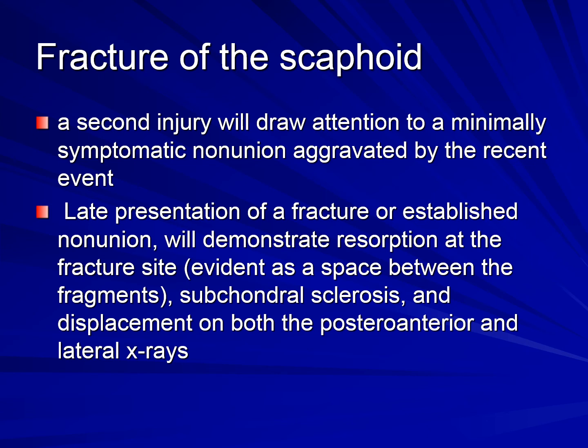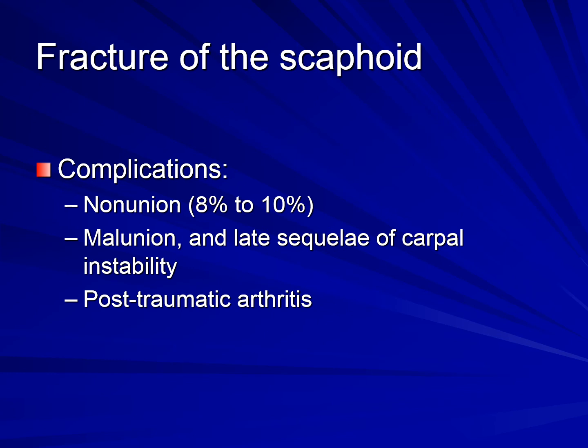Commonly, a second injury would draw attention to a minimally symptomatic non-union aggravated by the recent event. The late presentation of the fracture or established non-union will demonstrate resorption at the fracture site with evident space between the two fragments, subchondral sclerosis, and displacement on both the posteroanterior and the lateral views of the X-ray. As regards complications, the scaphoid fracture includes non-union, malunion, and late sequelae of carpal instability, post-traumatic arthritis, and of course avascular necrosis of the scaphoid.